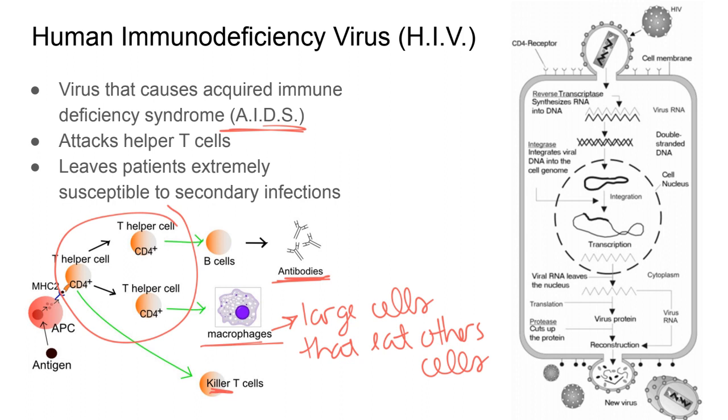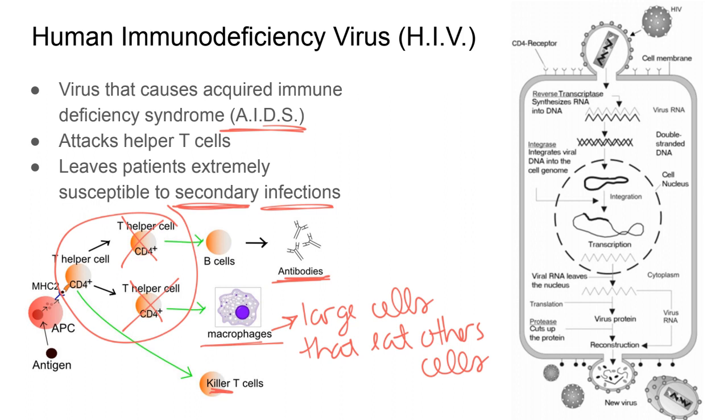And so if somebody's helper T cells are infected and not working properly, they're not making appropriate antibodies, they're not making macrophages, so they're extremely open or susceptible to secondary infections like pneumonia, which somebody with a normal functioning immune system would be able to recover from. Somebody with AIDS may not be able to recover from that.